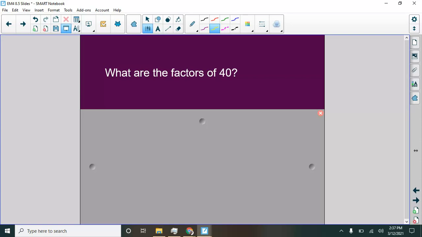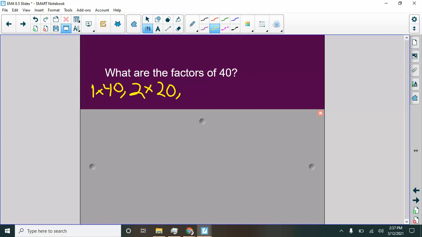So if I have factors of 40, I'm going to think, what could I multiply to get up to 40? Well, we can always start with 1. 1 times the number is always going to be the first factor pair. 1 times 40. Then we'll try 2. If I count by 2s, will I say 40? I sure will. 2, 4, 6, 8, 10, 12. I'm not going to go all the way, but I'm going to get up 36, 38, 40. 2 times 20. Not 22, but 20 groups of 2.